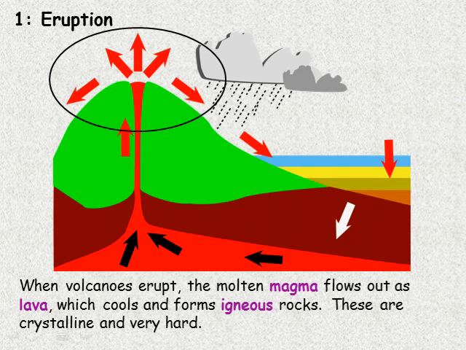In the first stage of the rock cycle, molten lava erupts from volcanoes and begins to cool, forming solid rock. These types of rock are known as igneous, meaning made by fire. They are hard and crystalline.